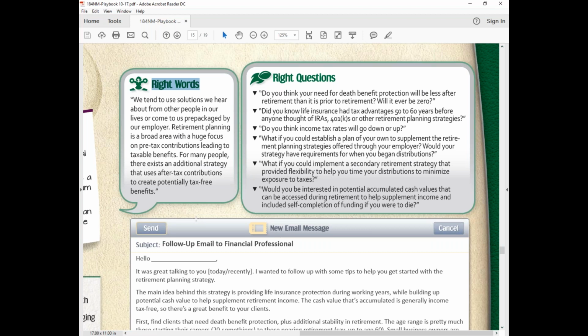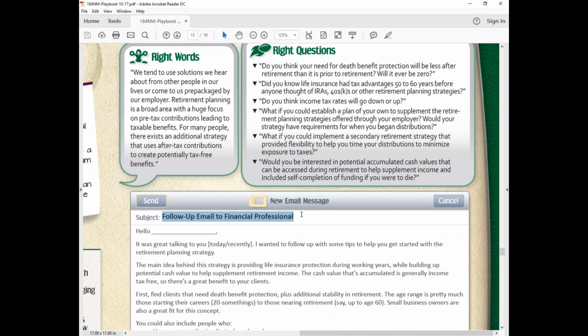And so, just sitting down and talking to somebody: do you know life insurance had tax advantages for 50 to 60 years before anyone thought of IRAs, 401ks, or any other retirement planning strategies? Do you think income taxes will go up or down? These are just questions that are going to really get the conversation going, get your client to start thinking about the bigger picture and what IUL could help them solve, and then just using the right words to really help cement that conversation and bring it all home.